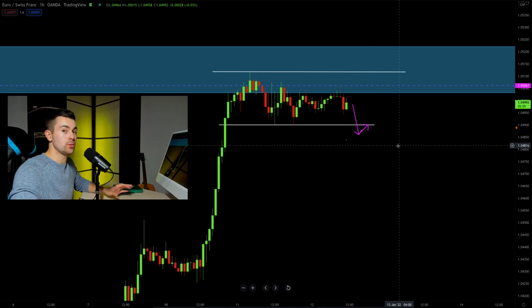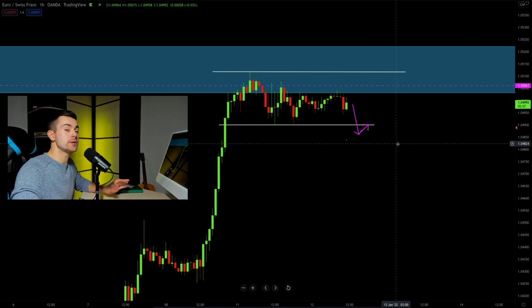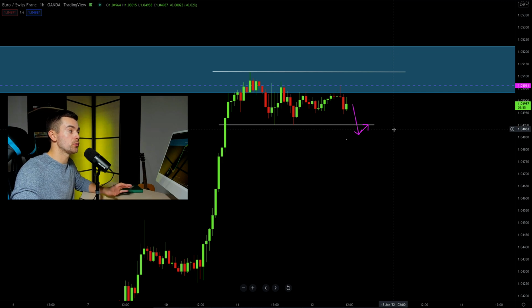Moreover, to not miss the breakout, I really suggest you set your alert below that support. Once the price attempts to violate that horizontal support, you will be notified. Yes, in my view, it is the best strategy to apply.